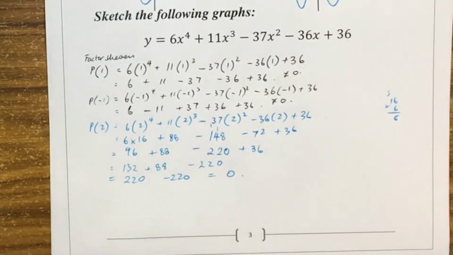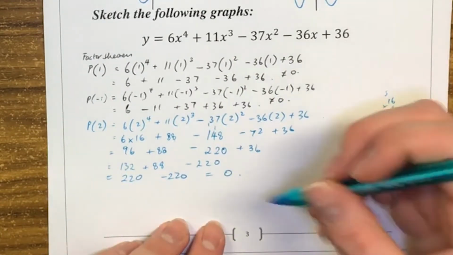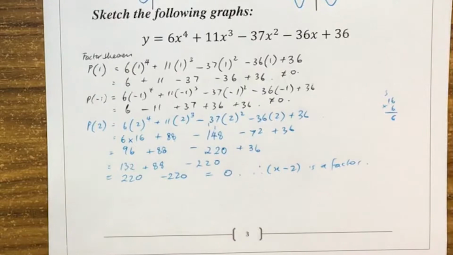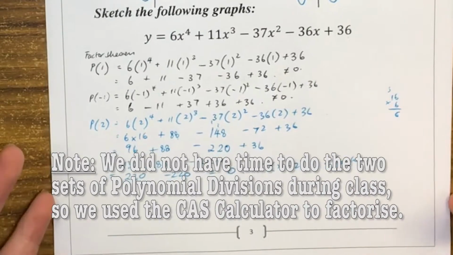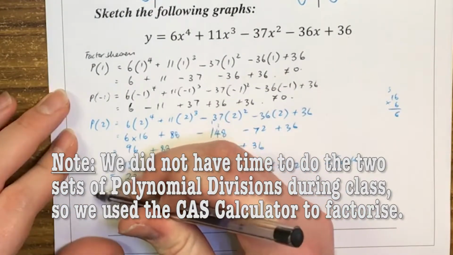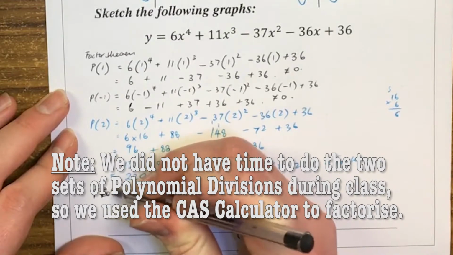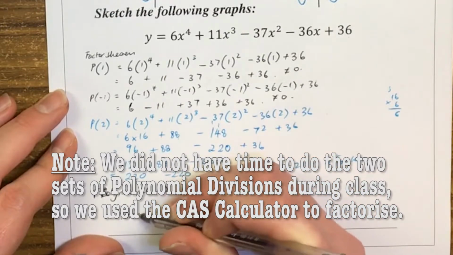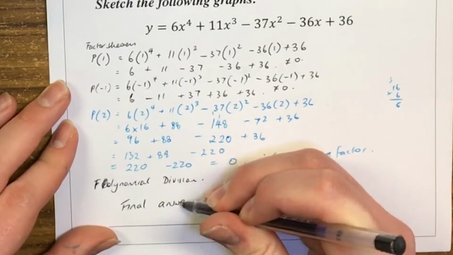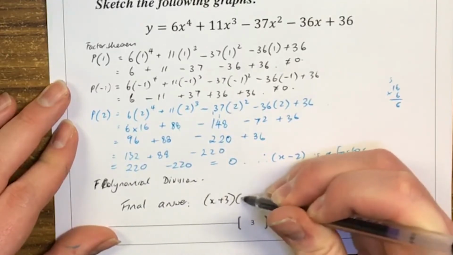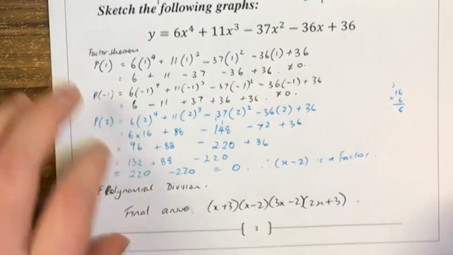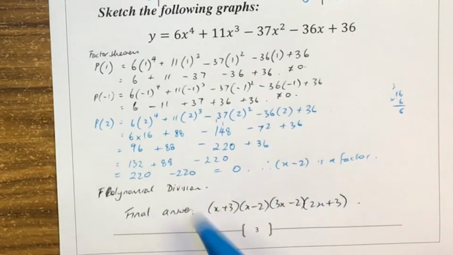Good. So then what you would need to do is, so we found that one of these is a factor, so x minus 2 is a factor. And then from this point, we would need to do a polynomial division. So then I would do polynomial division. And then my final answer will end up being x plus 3, x minus 2, 3x minus 2, 2x plus 3, once I've done the polynomial division.